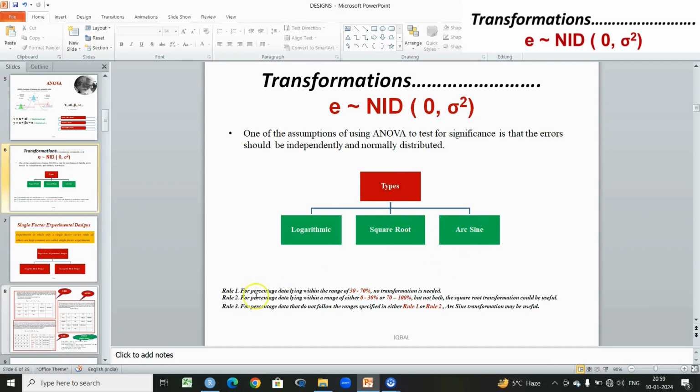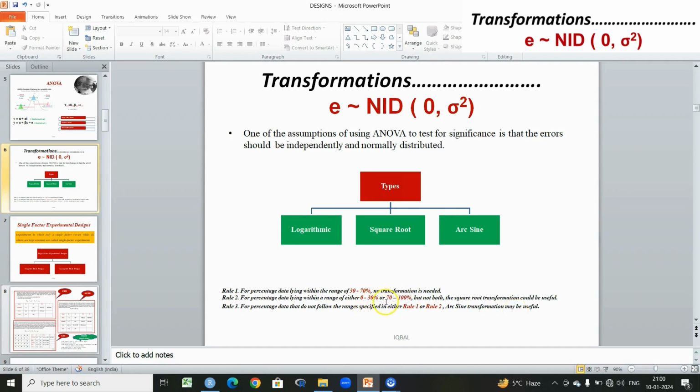And for that we have a choice. For percentage data which lies in the range of 30 to 70, we don't need to do any kind of transformation. But if the percentage data lies within the range of 0 to 30 or 70 to 100, but not in both extremes, then square root transformation can be implemented. And for percentage data that do not follow the range specified in rule 1 and rule 2, then angular or arcsine transformation can be used.